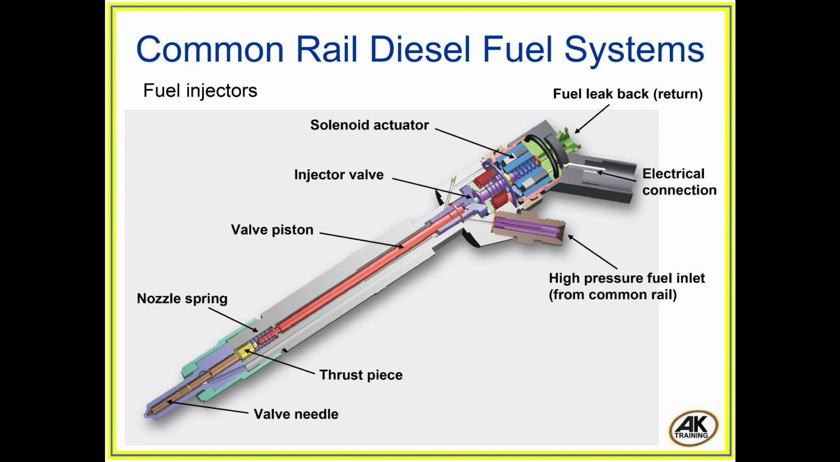Fuel injector parts labels: solenoid actuator, nozzle spring, injector valve, valve piston, thrust piece, valve needle, fuel leak back return, electrical connection, and high pressure fuel inlet from the common rail.